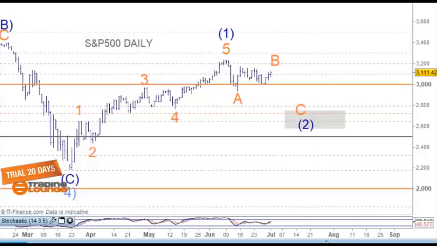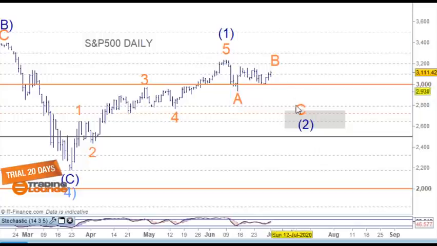So let's go over a few things. We've got an impulse wave to the upside here. We can label this wave 1, and we know we've got 5 waves in this sequence. After 5 waves, we get a correction of an ABC, and then we get another 5 waves.